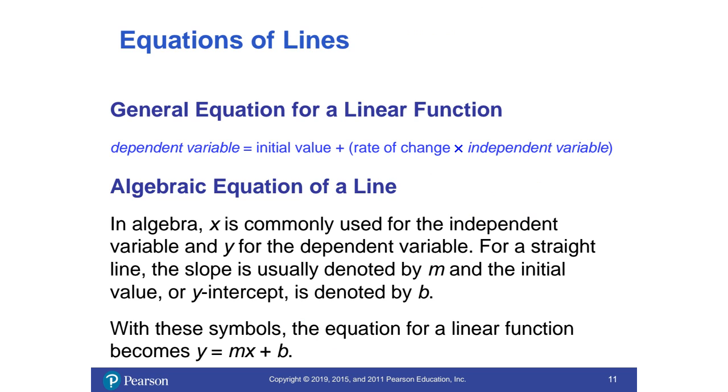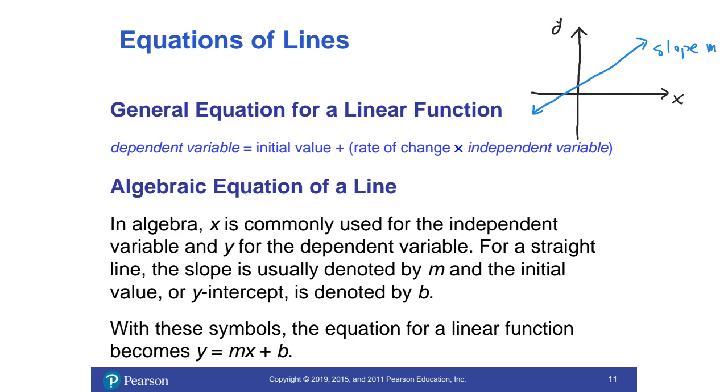Now, here's something that you've seen before, but not described like this. This is what I'm going to call the general equation for a linear function. The dependent variable is equal to the initial value plus the rate of change multiplied by the independent variable. All right? So think about if you have the graph of a line, okay? There's my x-axis, and there's my y-axis. So I'm just going to draw a line on this graph. And suppose this line has slope m.